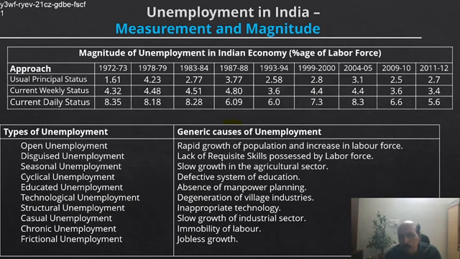But without going into the criticality, we assume that these are the rate of unemployment as reflected in the NSSO survey. And therefore, in 11-12, this usual status rate of unemployment was 2.7%, which was not very high, and current weekly status 3.4%, and daily status 5.6%. It was not a very high rate of unemployment.